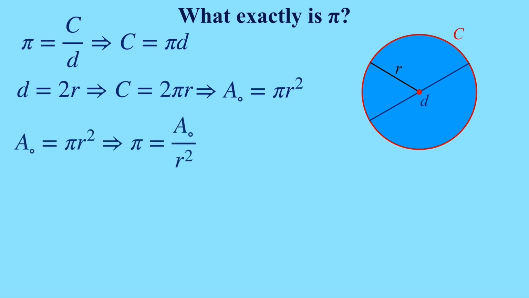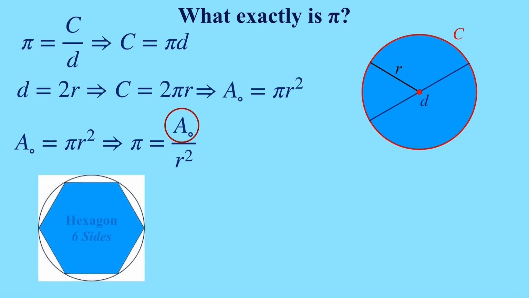Using A equals pi r squared, which is probably one of the most well-known things about a circle, we can rearrange to get that pi is equal to A over r squared. And that's quite important, because if we can work out the area, not in terms of pi, then we can work out an estimate for pi. So for example, we could use a hexagon, and you can see that the hexagon takes up a lot of the area of the circle, and we can work out the area of the hexagon fairly easily. It doesn't take up all the area of the circle, but it's a good amount.